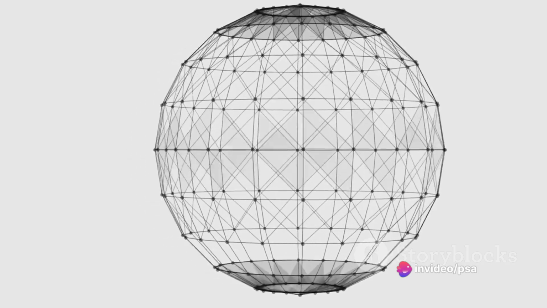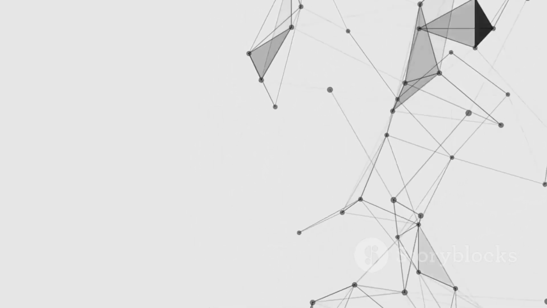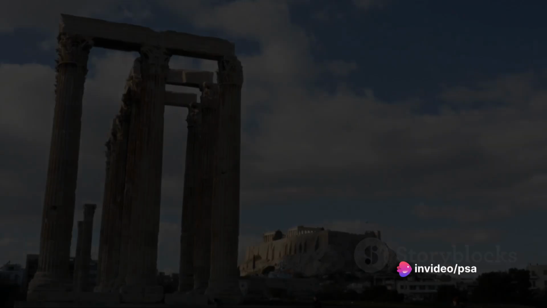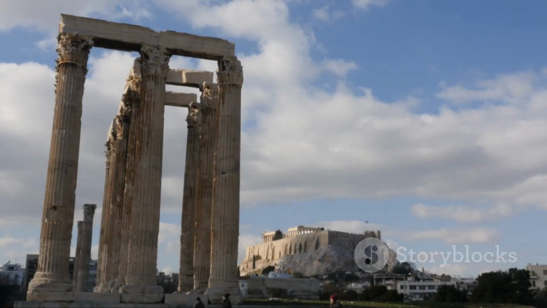The genius of Euclid's structure lies not just in the breadth of topics covered, but in the logical progression from simple, self-evident truths to intricate and complex theorems. This is the heart of Euclid's enduring legacy, a testament to the power of logical reasoning and the beauty of mathematical truth. Euclid's Elements is renowned for its propositions and theorems, some of which you may recognize.